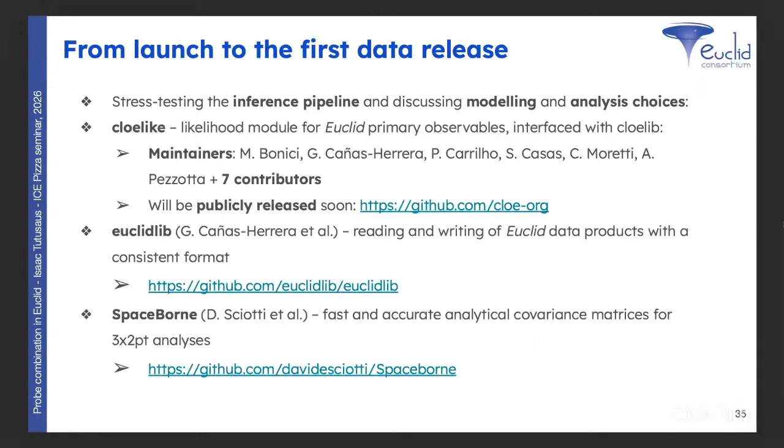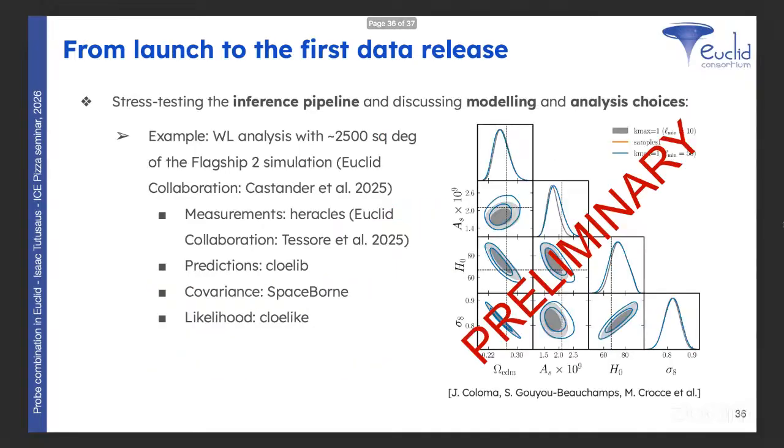Then for CloyLike, this is the code for the likelihood. Again, maintained by these 6 people, plus many contributors. Euclid Leap is developed by Guadalupe Cañas Herrera, and Spaceborne by Davide, as I said before. And I just wanted to show you this plot that I stole from Jose here. So if you have questions, you go to him or Martin. Sylvain also contributed to this work. Sylvain was also here for many years.